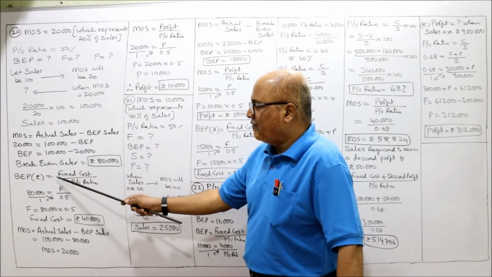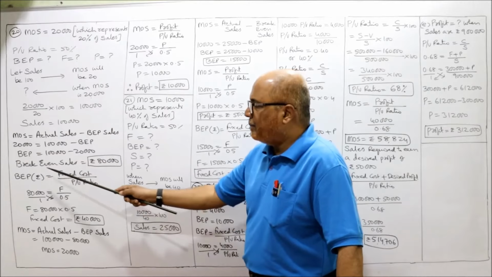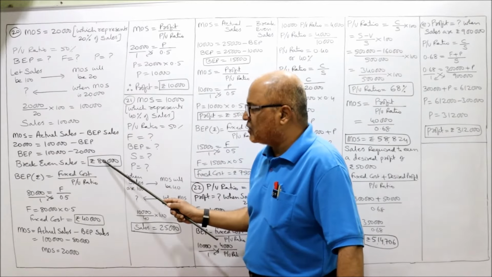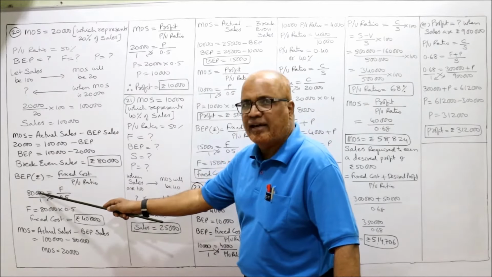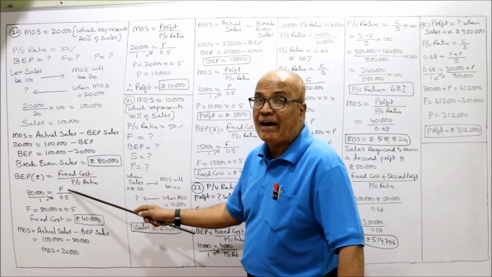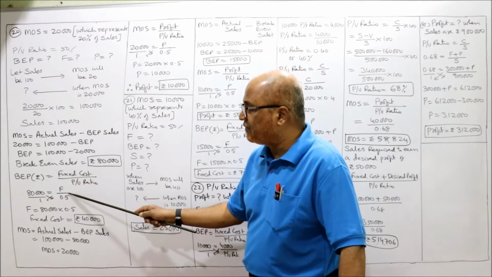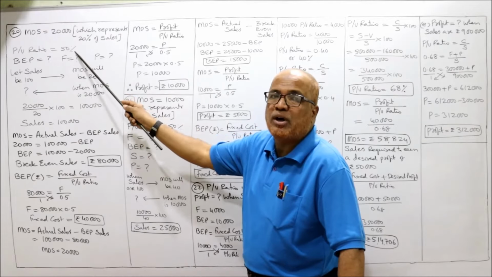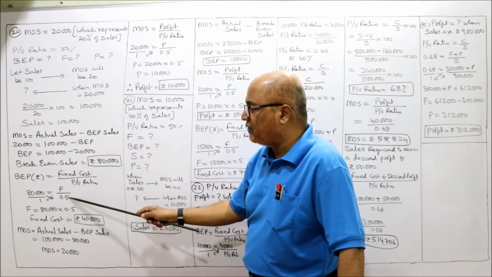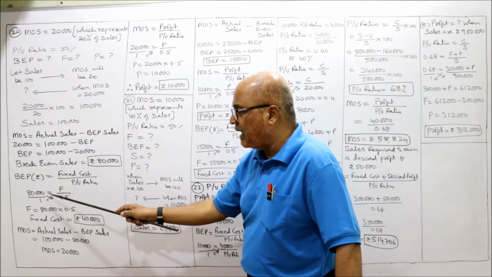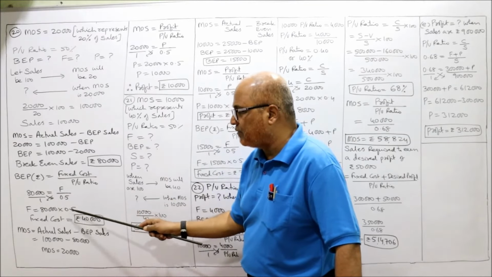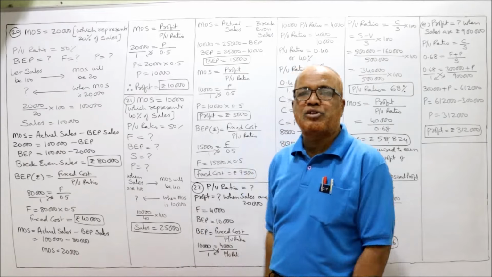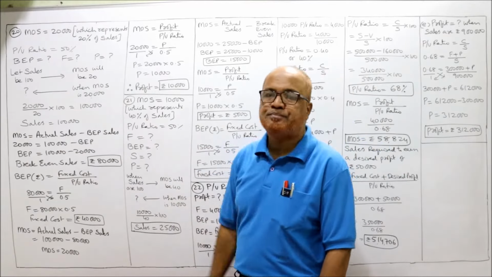Now break-even point equals fixed cost by PV ratio. Break-even point already we got, 80,000. So in place of BEP, I am writing 80,000. Fixed cost I don't have, so I am writing F. PV ratio is given in the problem, 50%. 50% means 0.5, so denominator I have taken 0.5. Now cross multiply. F into 1, F equals 80,000 into 0.5, 40,000. So fixed cost also we got, 40,000.